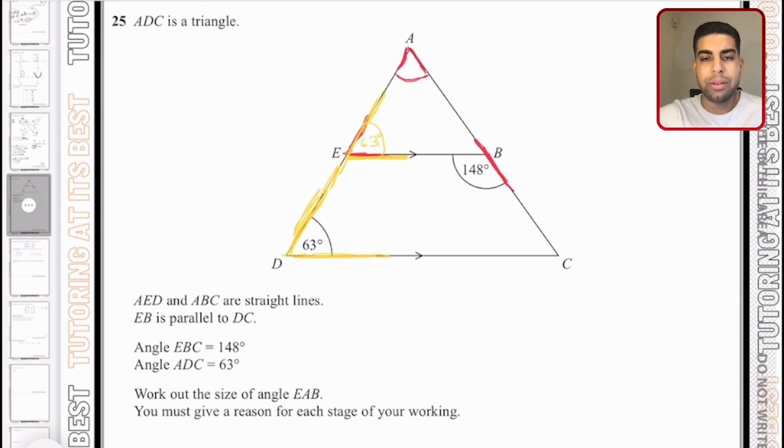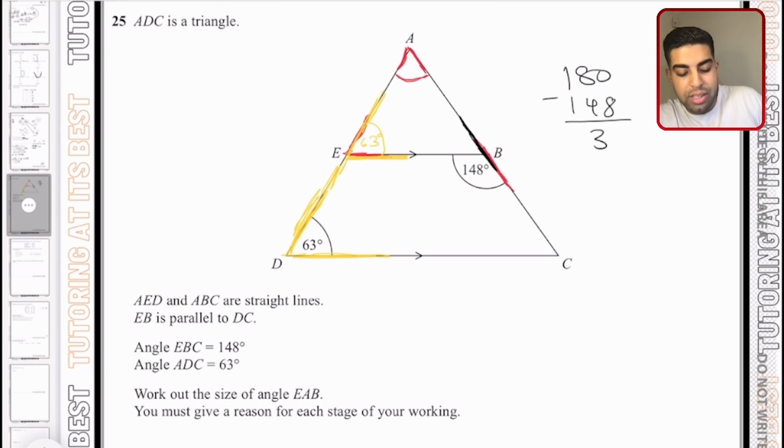So now we've written that out. We also know that angle ABC is a straight line, and we know that angles on a straight line add up to 180. So let's go for 180 minus 148, which gives us 32 degrees. So we now know this angle is 32 and this angle is 63.